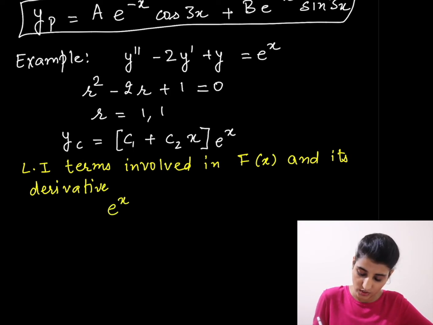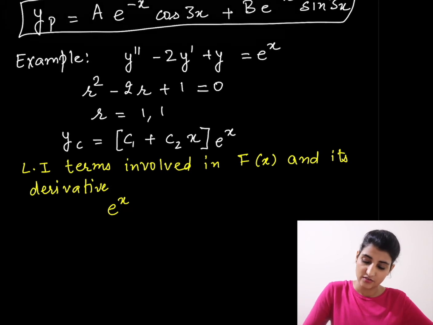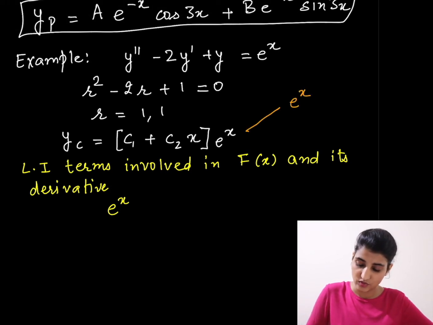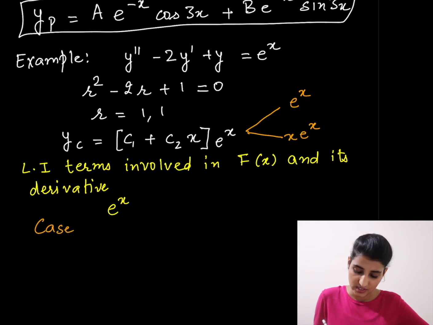So there is only one term, e power x, and this term is repeated in our yc. So in our yc we have two linearly independent terms. One is e power x, the other one is x times e power x. So this term is repeated in e power x. So this is a case of duplication.